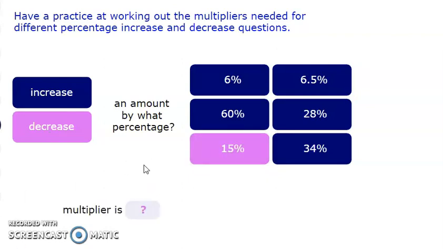Let us take a look at some decreasing values, like decrease by, say, 15%. So 100 minus 15 is how much? 85. 85 by 100 is 0.85. So the multiplier should be 0.85. That is your answer.